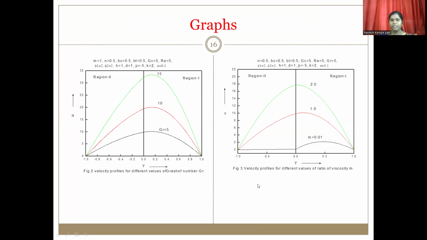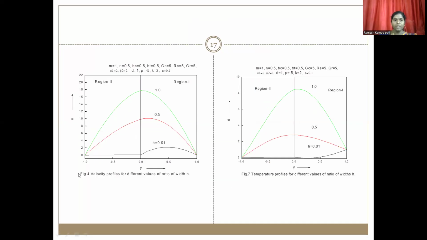Figure 3 shows the velocity profile for different values of viscosity ratio m. Here, as the viscosity ratio m increases, the velocity profile changes. The value of m is 0.01 when the velocity of the fluid in region 2 is 100 times the velocity of the fluid in region 1. Figure 4 and figure 7 show the velocity and temperature profiles for different values of width ratio h.